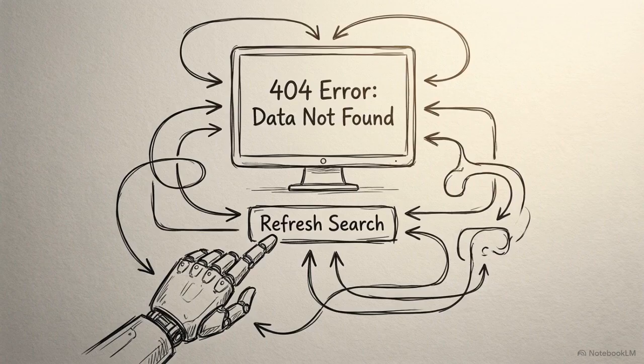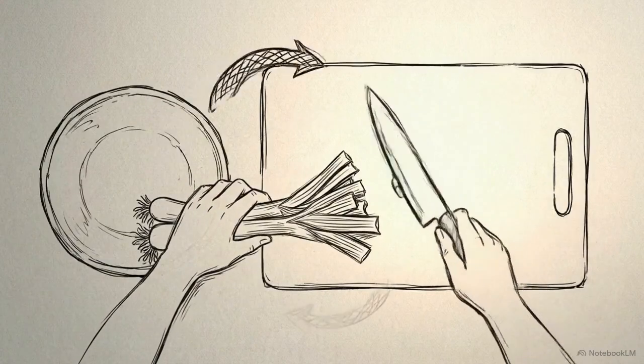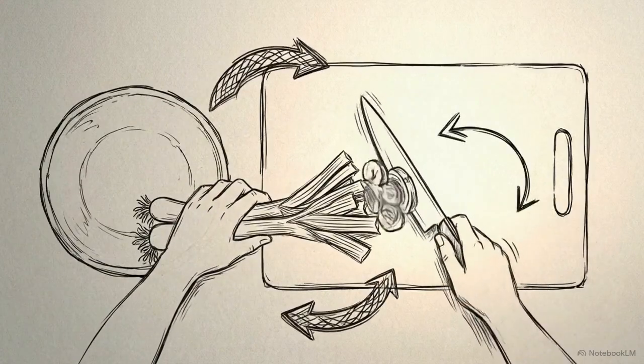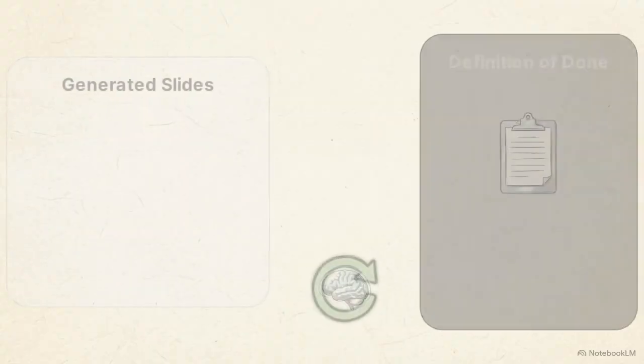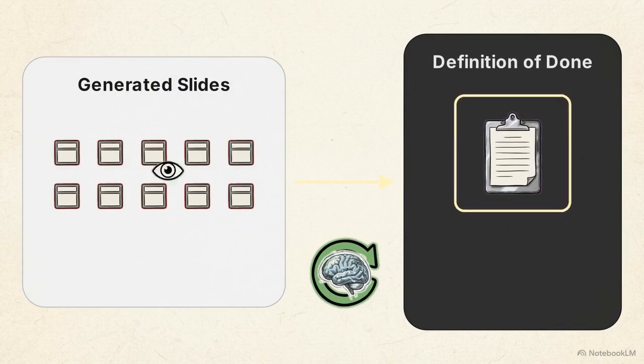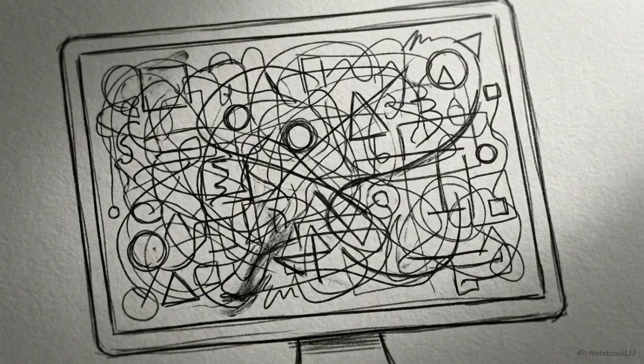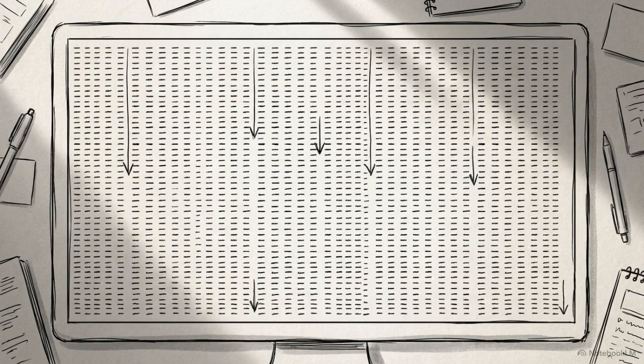The agent doesn't quit. It runs a new loop to find a different source, exactly like our chef swapping out missing onions for leeks. Eventually, the agent reaches its final loop. It reviews the 10 finished slides, compares them against your initial instructions, and confirms that it has fulfilled every requirement before stopping. Completing a major project this way is not the result of one giant command. It is the product of thousands of tiny, independent decisions strung together.